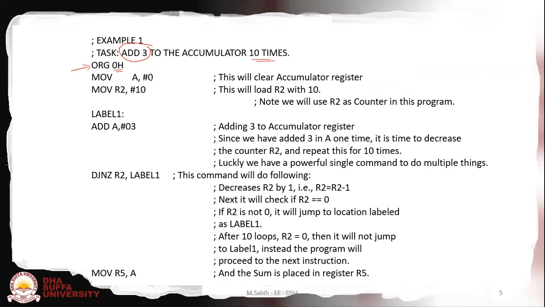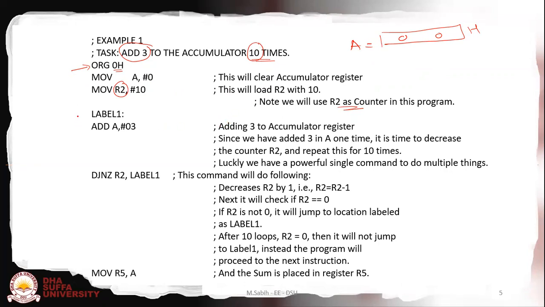So MOV A, #0: initially the content of A will be all zeros, 8 bits, and I have written 2 zeros as hexadecimal. Then we load R2 with the value 10. This 10 is the counter, and we are using R2 as the counter for this program. We can use any other registers as well.